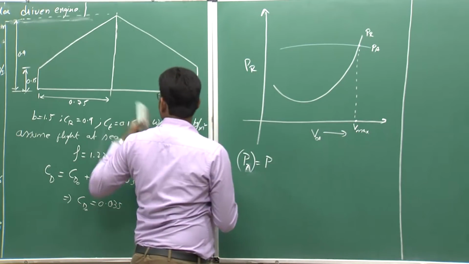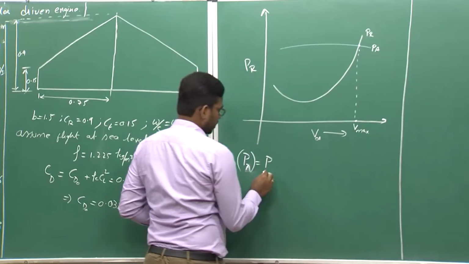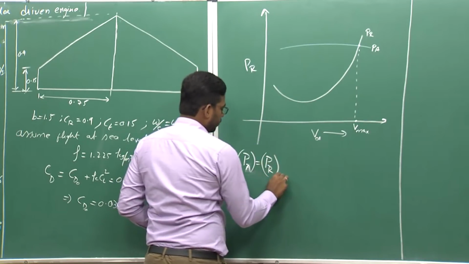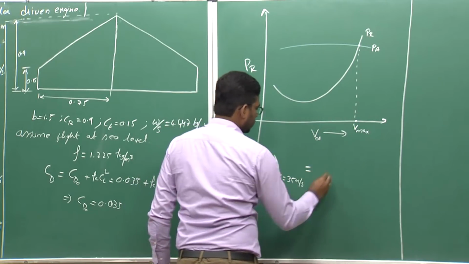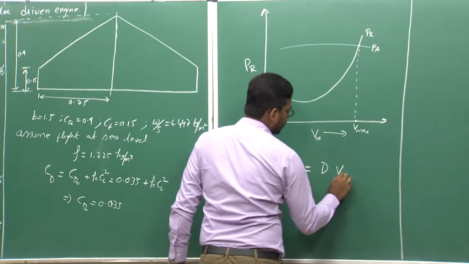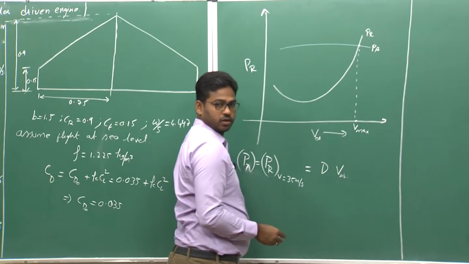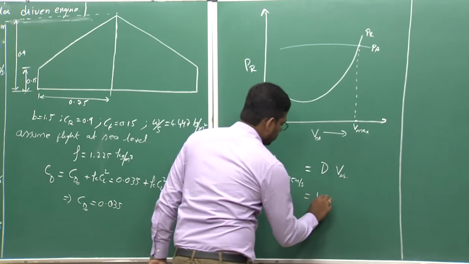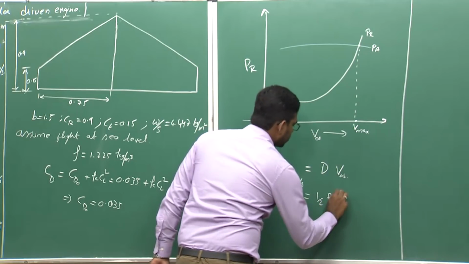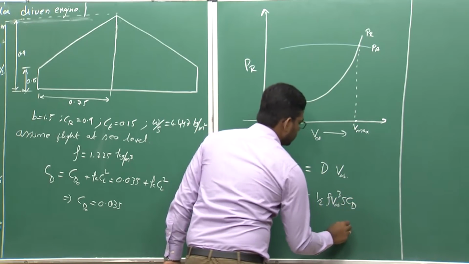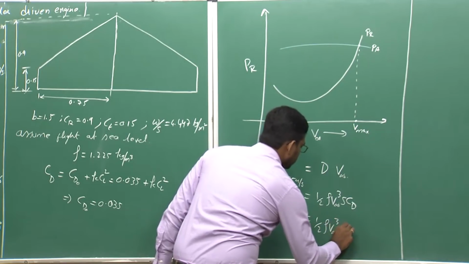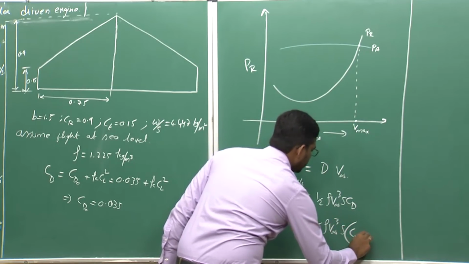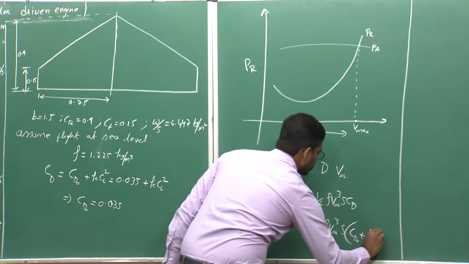So, the maximum velocity we require is 35 meters per second. Power required at V equals 35 meters per second is equal to drag into velocity, which is 35 meters per second in this case. So, half rho V infinity cube S into CD. This equals half rho V infinity cube S into CD naught plus K CL square.